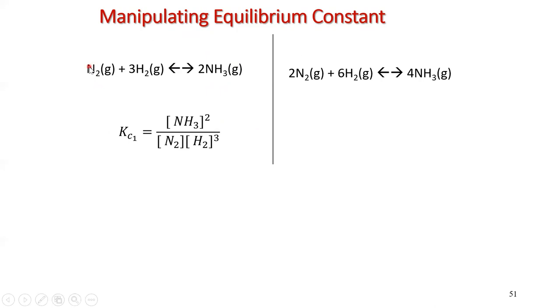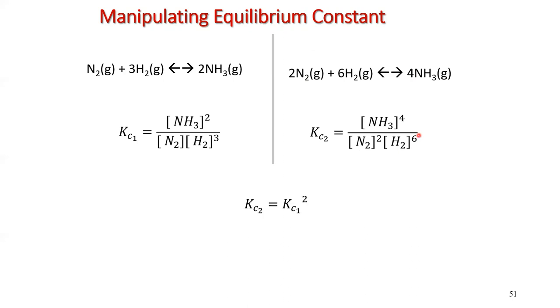But let's say that we were to take this reaction and multiply it by two. So this is a 1:3:2 ratio. So now we've got a 2:6:4 ratio. We've multiplied all the coefficients by two. Well, when we write the K expression, it still would be the products over the reactants raised to the power of the coefficient in the balanced equation. But because we doubled the coefficients, this now becomes a 4, this becomes a 2, and this becomes a 6.